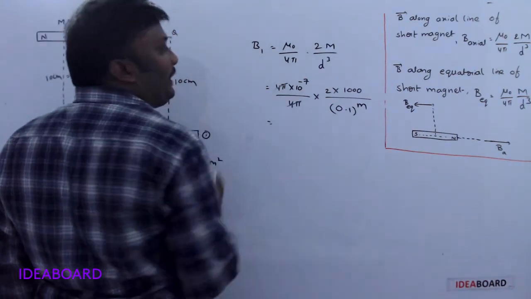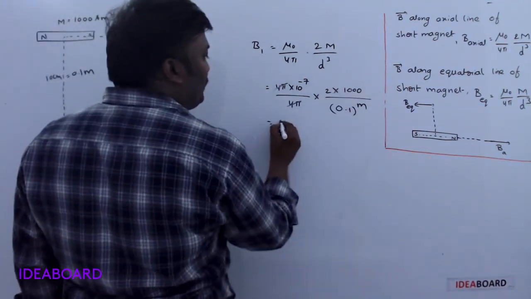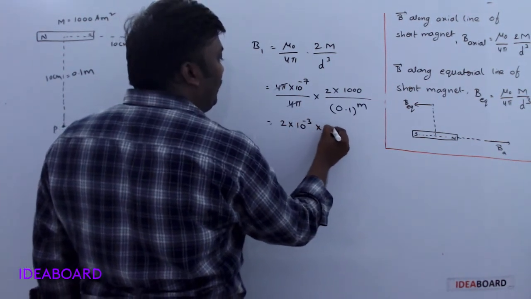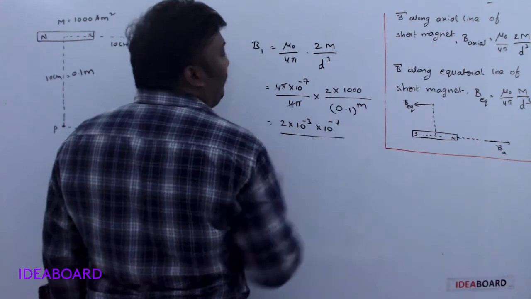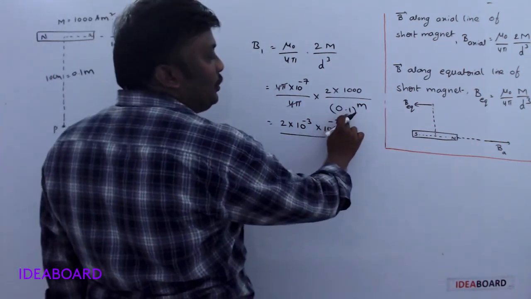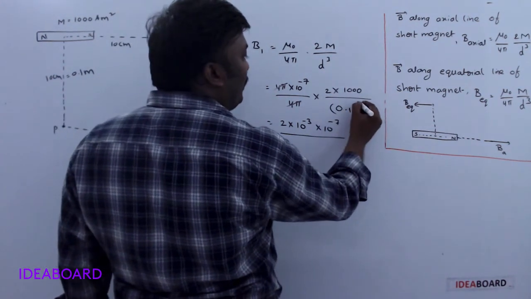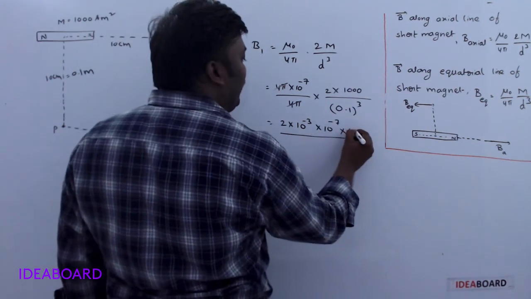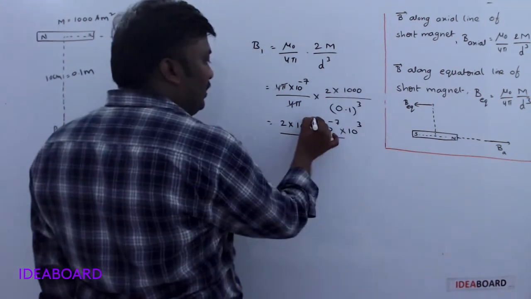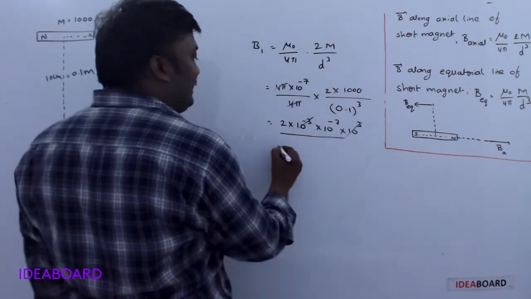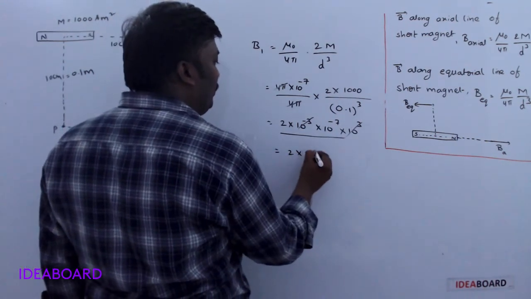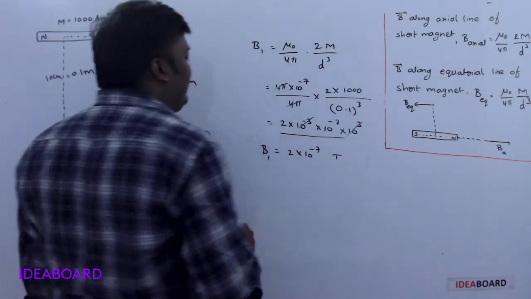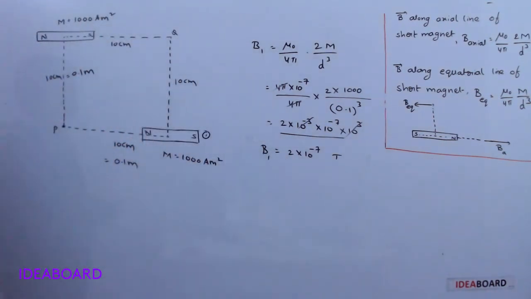So the 4 pi cancel. This is 2000. So 2 into 10 cube into 10 power minus 7 by 0.1 whole cube. Means 1 by 10 whole cube, so 10 cube comes upwards. Then 10 power 6 into 10 power minus 7 gives 2 into 10 power minus 1, that is 0.2 Tesla. This is the value of B1.